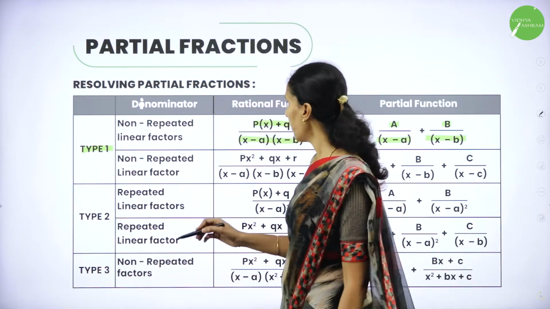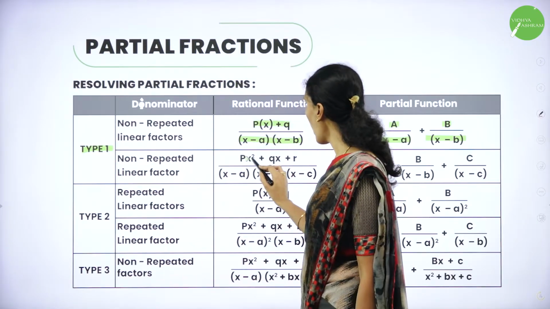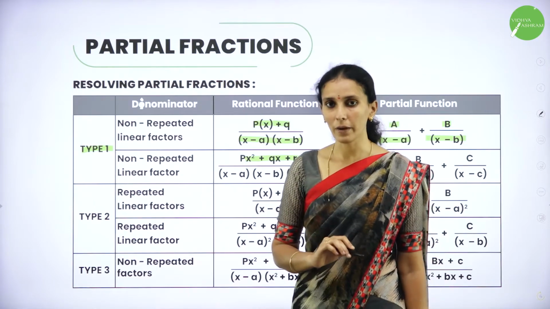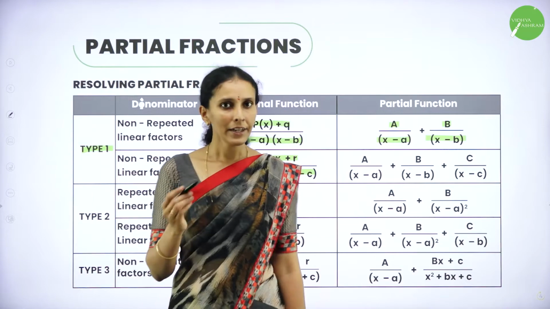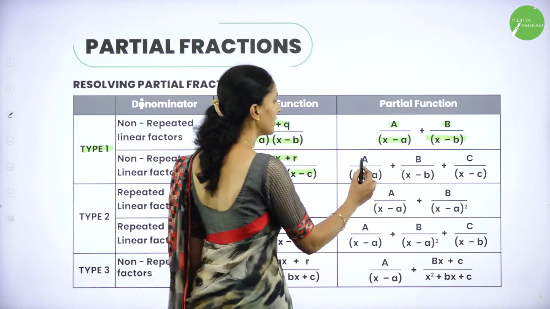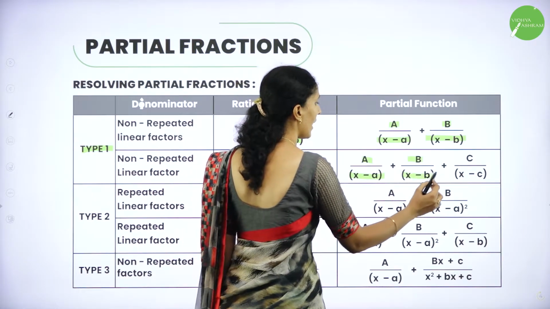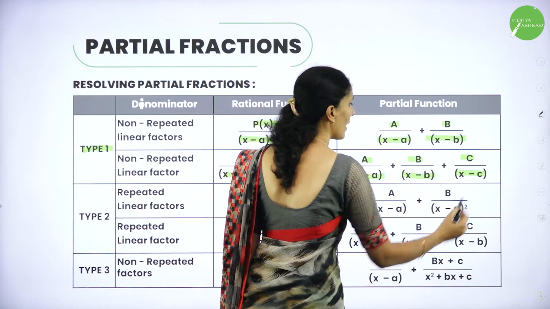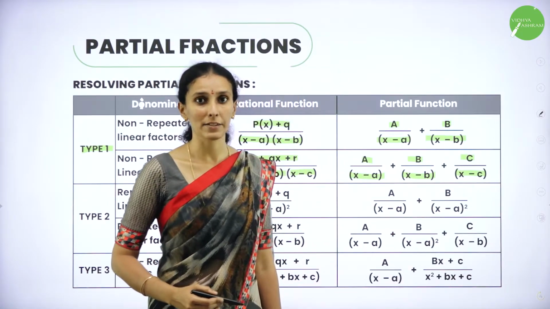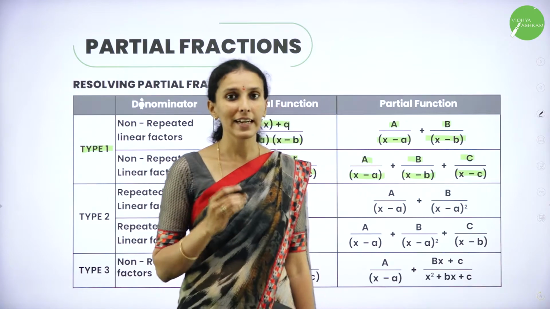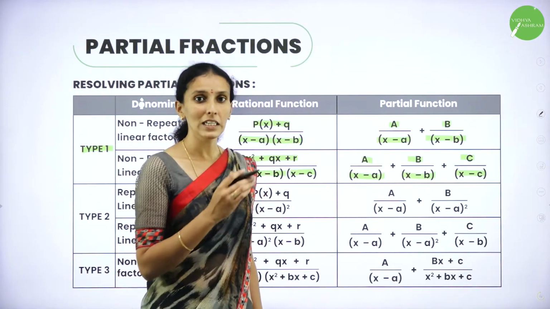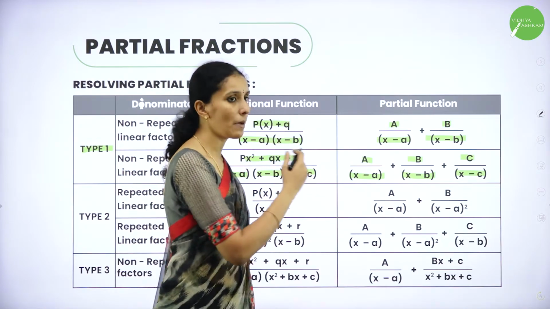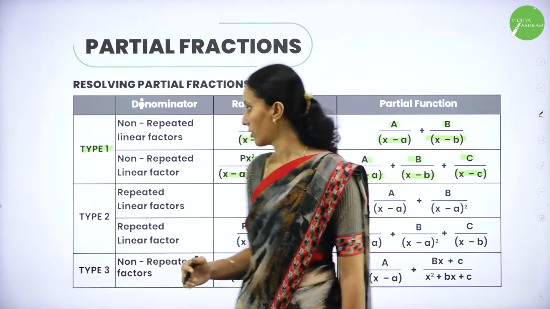Same case, suppose you have a quadratic polynomial in the numerator and three different linear factors. Then you can express it as a sum of three partial fractions: a by x minus a, b by x minus b, c by x minus c, where the constants a, b, c can be solved by solving the equations in the same rational fractions.